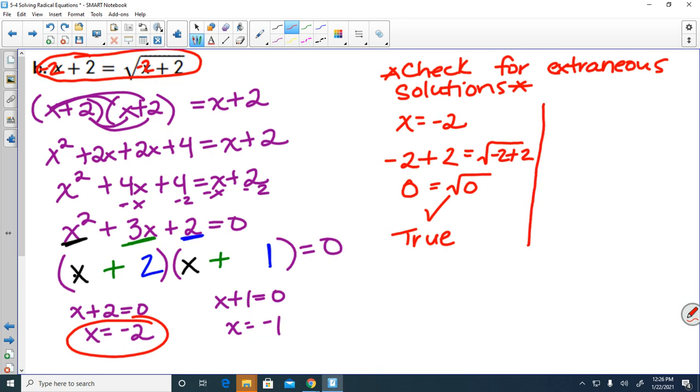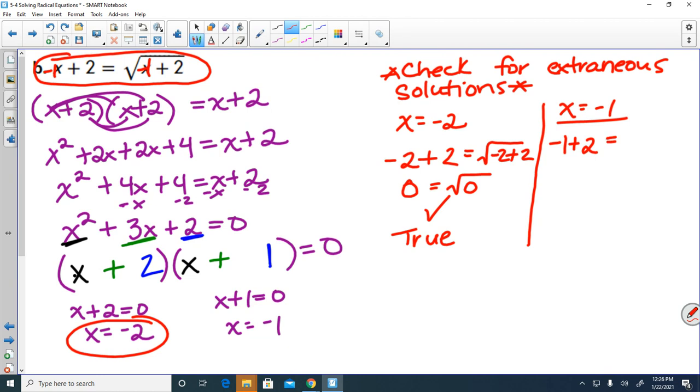Yay! All right, now let's check x equals -1. So go back to my original equation. Right here, I'm going to substitute in -1 for each x. So let's see, is -1 plus 2 equal to the square root of -1 plus 2? -1 plus 2 is 1. Is that equal to the square root of 1? Yes, it is. That's also true.